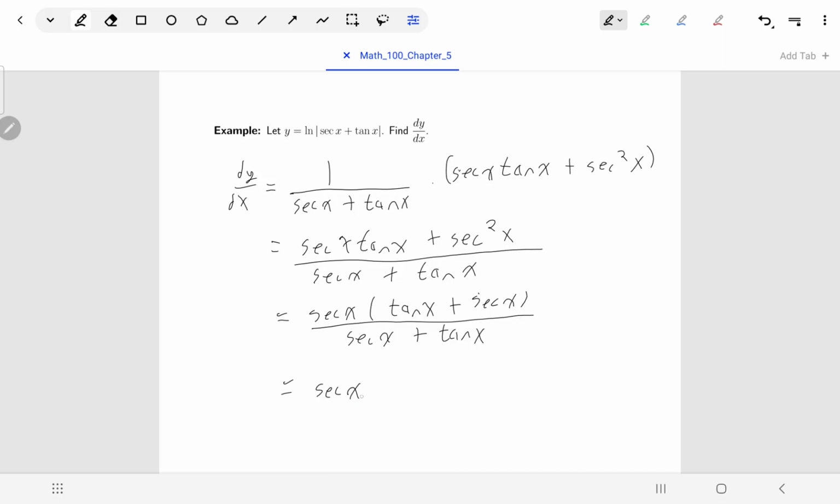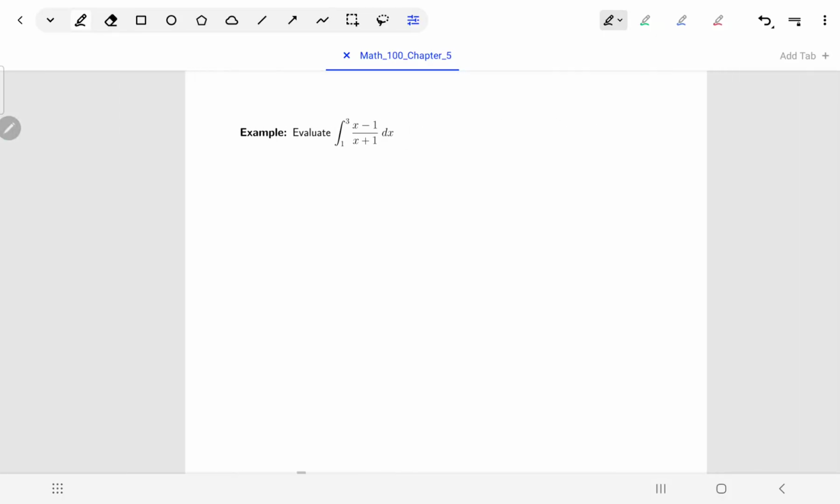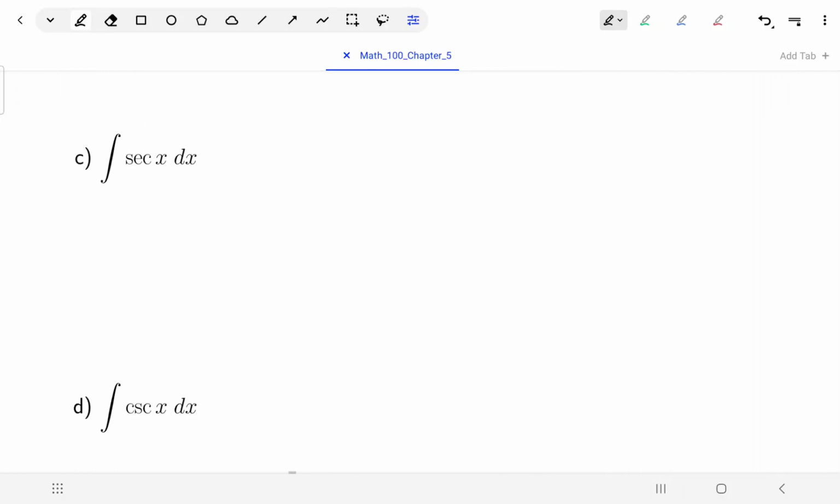The clever trick that we need to be able to go from an integral of secant to something that we can actually integrate is multiplying top and bottom by secant plus tangent. So that's going to be the clever trick that I'm going to do here. I have my integral of secant, and I'm going to rewrite it as integral of secant times secant plus tangent.